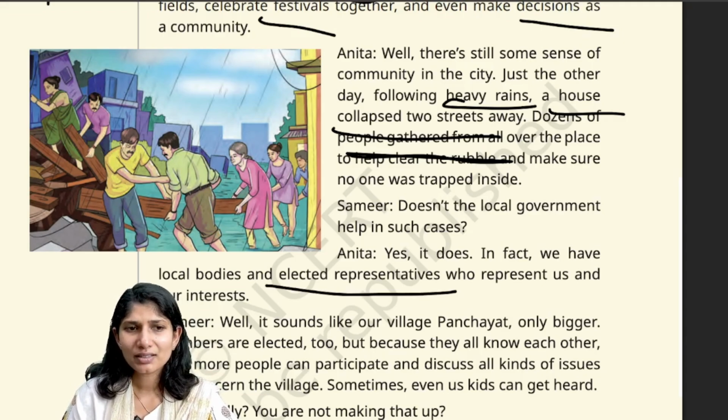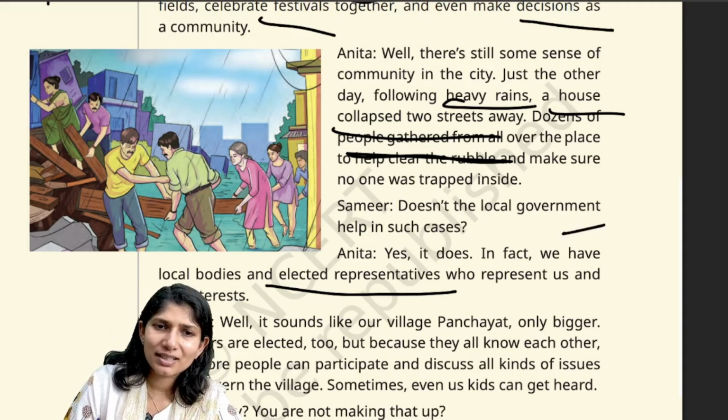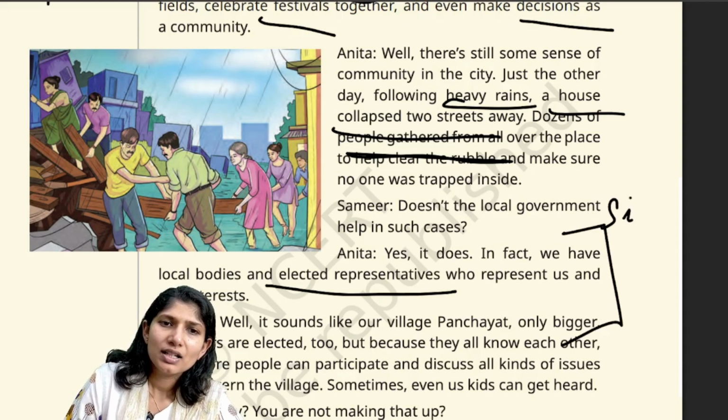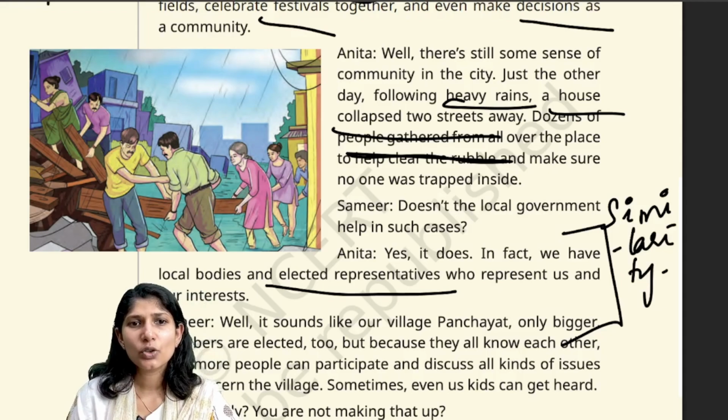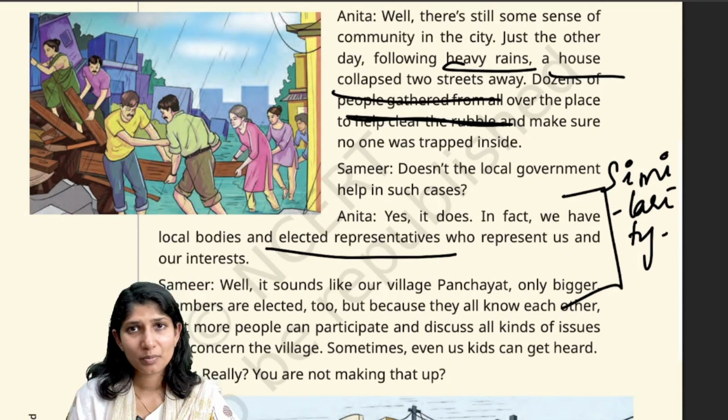Now, Samir says yes, it sounds exactly like our panchayat, but a little bit bigger. Here we are speaking about the similarities between your urban and rural administration. For example, as we've seen in the previous chapter also, if any issue happens in a particular village, they will come together and speak as a Gram Sabha to the Gram Panchayat, right?